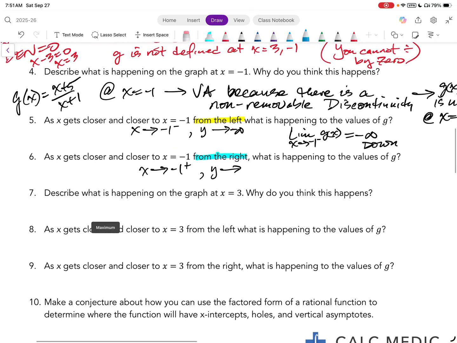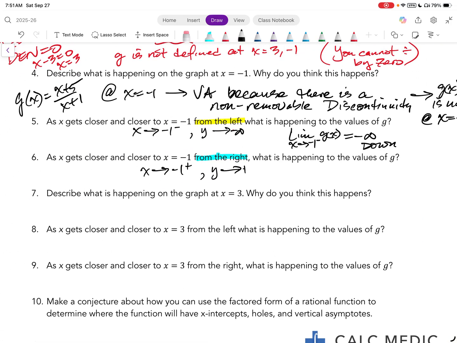Okay, so how do you write that? Well, first of all, y approaches positive infinity. And then when you write it, you say the limit here as x approaches -1 from the right-hand side. So use the plus sign. So plus sign for the right, minus sign for the left. Of the function g of x is equal to positive infinity because the function is going up. Okay, and remember this arrow means approaches. That's what the arrow symbol means.